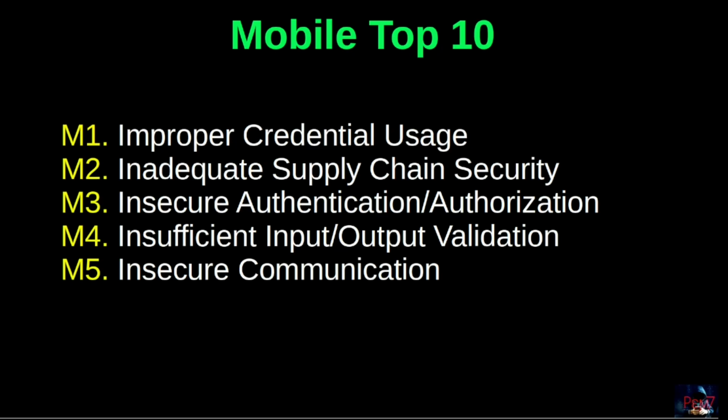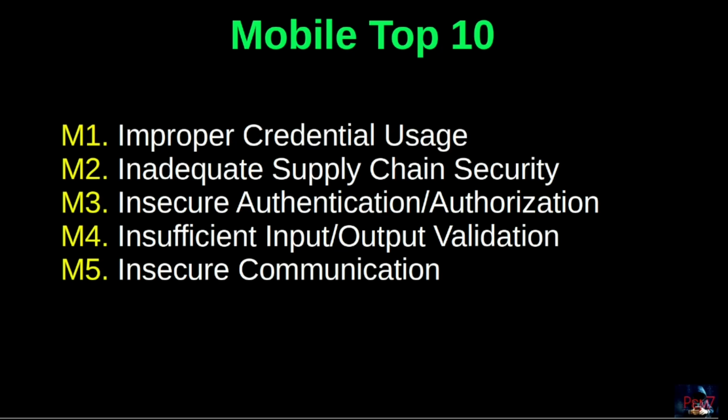Number 3 is insecure authentication and authorization. Whether it's a broken login flow, insecure token management, or missing role checks, any weakness in how your application identifies and grants access to users can lead to impersonation, privilege escalation, or unauthorized access to sensitive functions. Authentication must be strong, and if an application has to fail, then it should fail securely. And that authentication must be enforced server-side, not just on the client side.